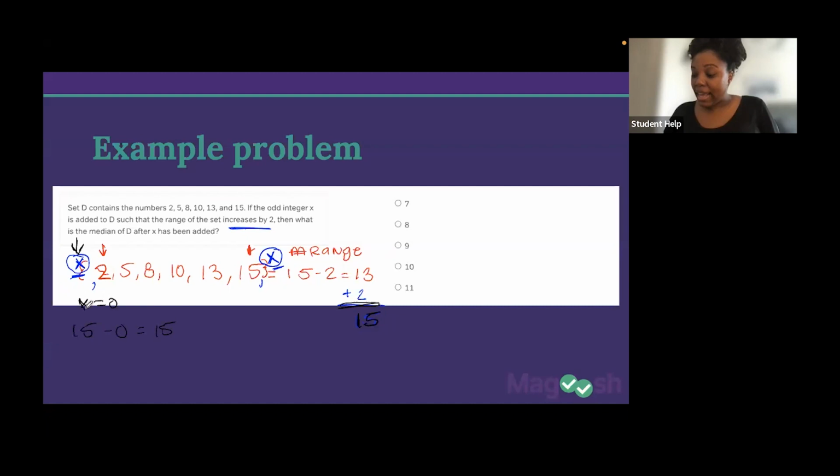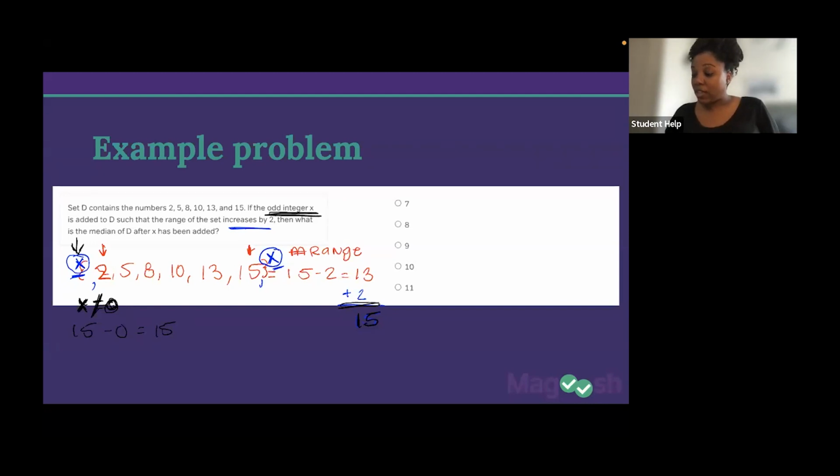But why do I know X can't be 0? Why do I know that this is not correct? Anyone see? Look back at, okay, it's not what kind of integer? Yeah. Right? Good. So we know it can't be 0.